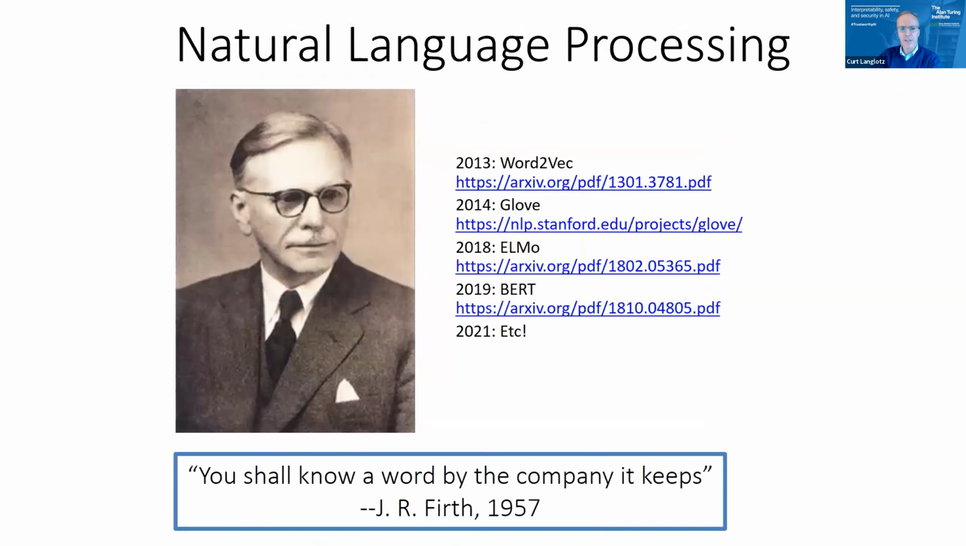And these methods have really gone through the same kind of revolution that the computer vision methods have gone through over the past several years. Some of the methods started with word2vec and these other vector-based methods. And now we're into what are called transformer models. And all of them are really based on the principle of the linguist J.R. Firth, who said in 1957, "You shall know a word by the company it keeps."